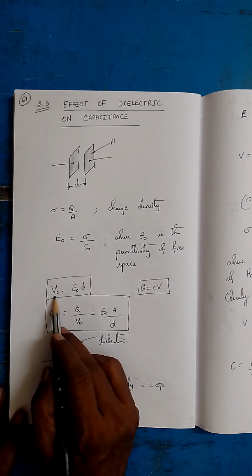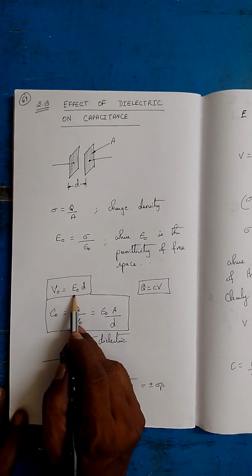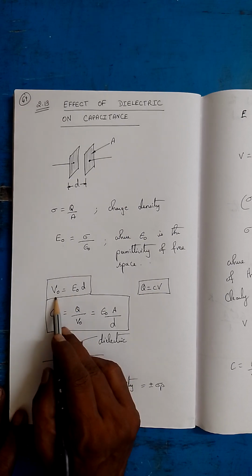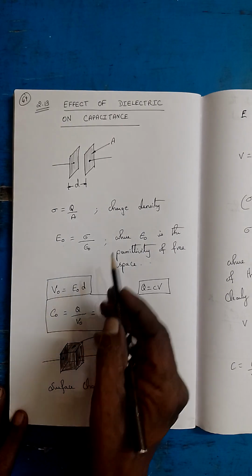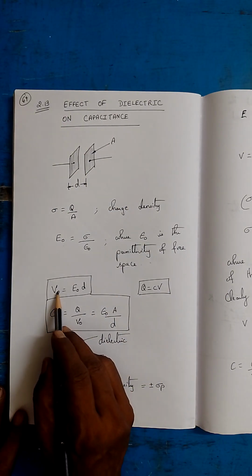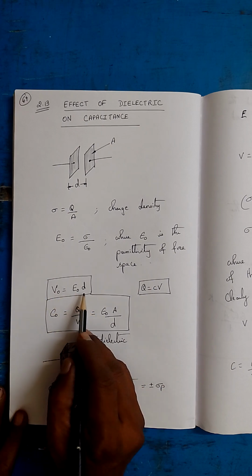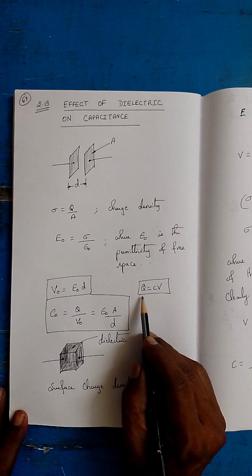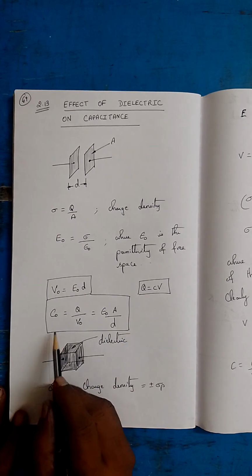We know that the electric field is given by the voltage between the plates divided by the distance between the plates. Therefore, the potential difference between these two plates, based on this condition, we represent by V naught. That naught means free space. So V naught is equal to E naught into D. Also we know that Q is equal to CV. Therefore C is equal to Q by V.